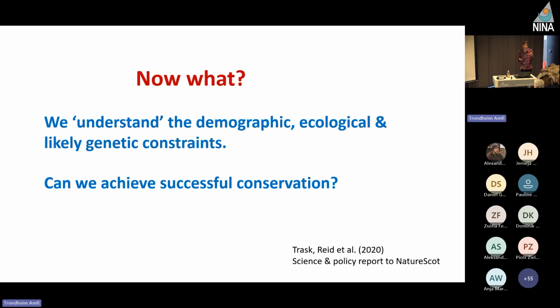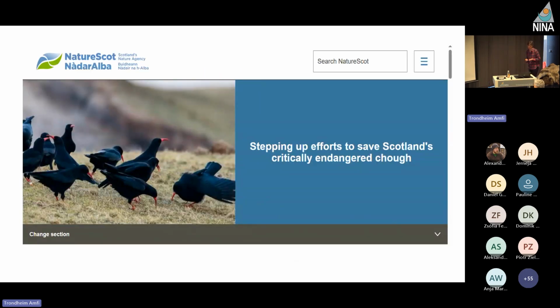So this firstly got a little bit derailed by Brexit and COVID, but then after that it caused some debate about whether this was really the right thing to invest in Scotland, or whether we should just leave this population to its fate. And the government consensus seems to be now that there is going to be renewed investment in trying to maintain this species in Scotland.